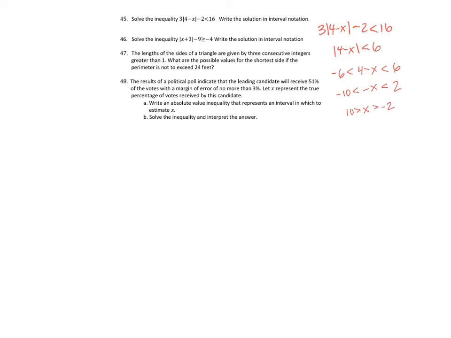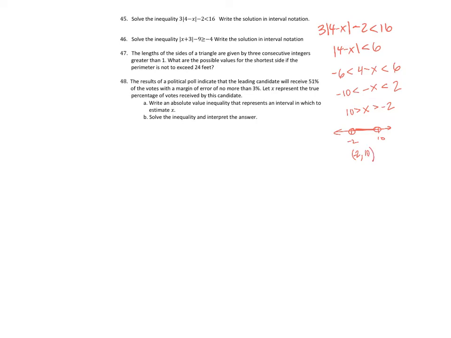And so if I write that in interval notation, if I were to draw that on a graph, negative 2 is here and 10 is here, and it would look something like that. All right, so that's the answer there. So it's going to be open parentheses negative 2, comma, 10, and then open parentheses there.